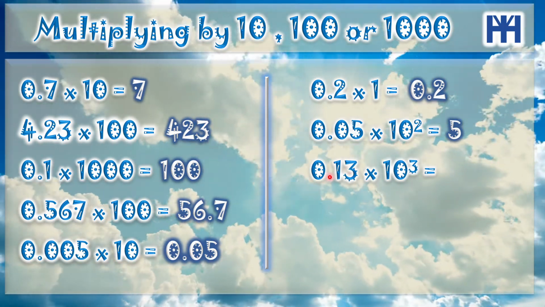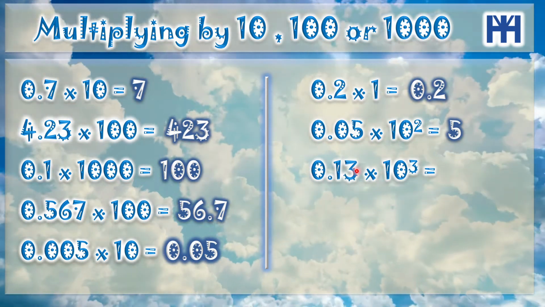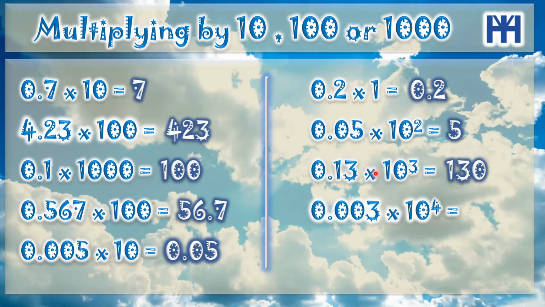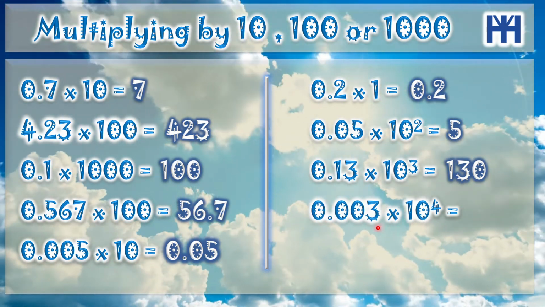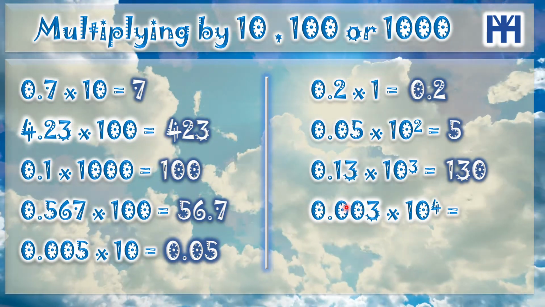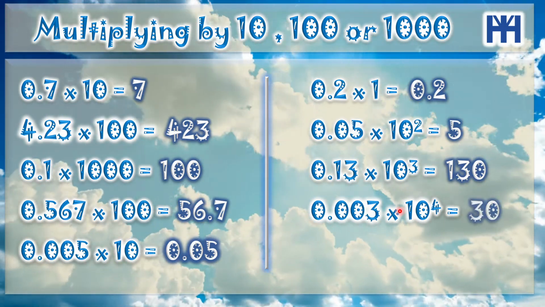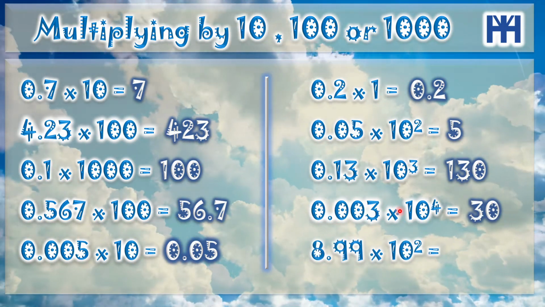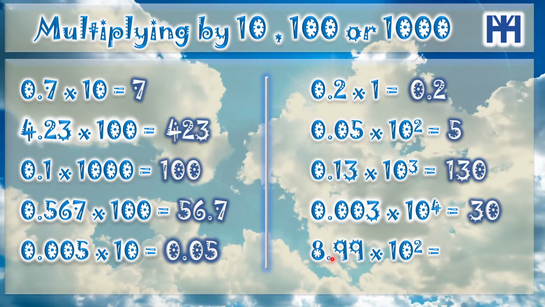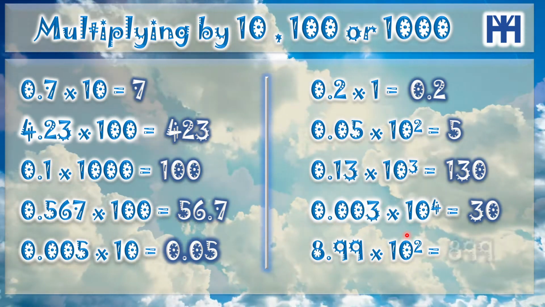Okay, so it's times 1000, so it will move to the right 3 times, 1, 2, and 3, so it will be 130. Okay, now we have 0.003 times 10 power 4, so we'll move to the right 4 times, 1, 2, 3, and 4, so the answer will be 30. Okay, 8.99 times 10 power 2, so you'll move to the right 1, then 2, so it's 899.